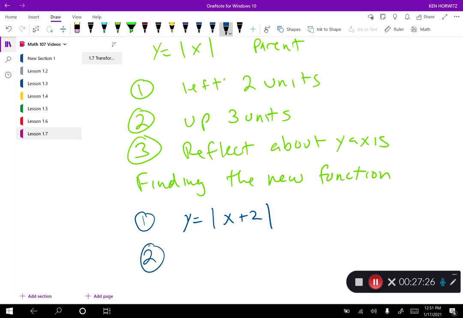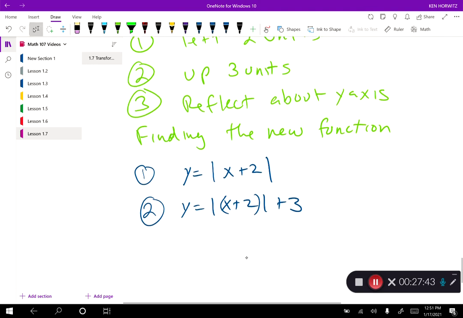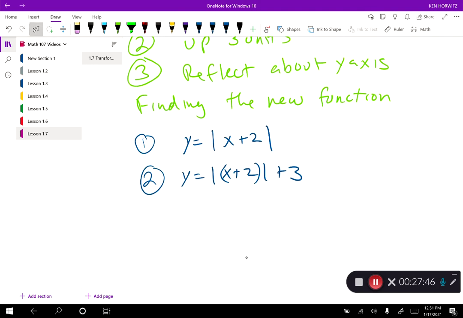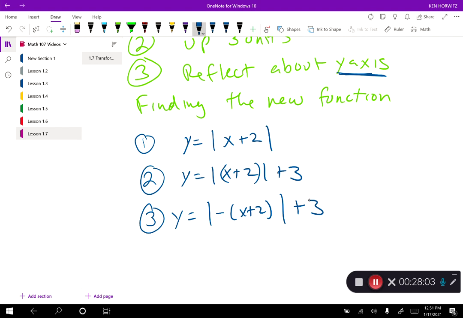After the second transformation, now here we're going up 3 units. So I'm going to say y equals absolute value of x plus 2, plus 3. Now remember, this x plus 2 is a quantity inside my function. And those parentheses don't make a difference right now, but they are going to help me with transformation number 3. Now remember, for transformation number 3, I have to put a negative inside my function, for the y-axis. Negative, x plus 2, plus 3. And this is the function that we would finally graph.